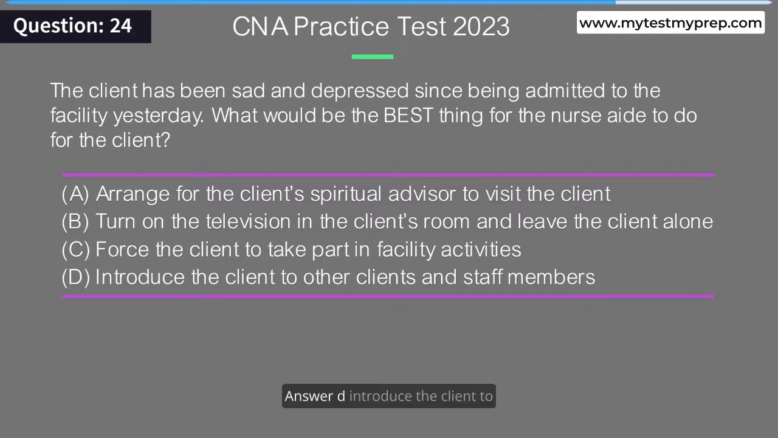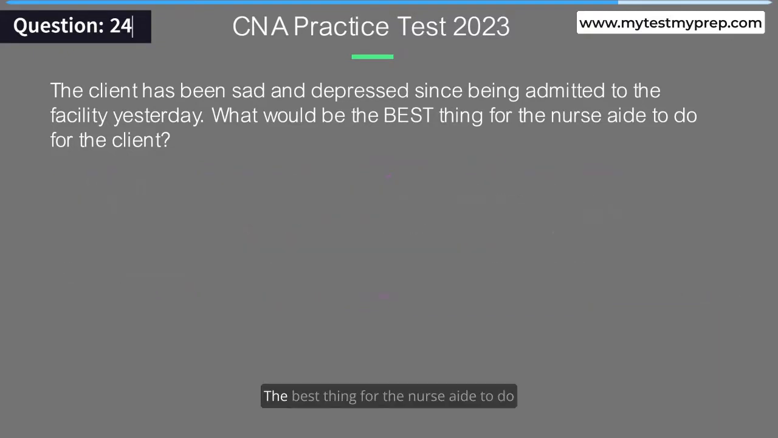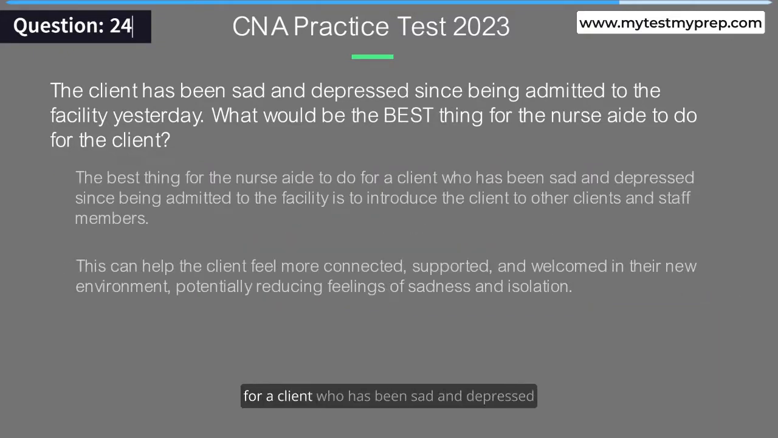Answer: D. Introduce the client to other clients and staff members. The best thing for the nurse aide to do for a client who has been sad and depressed since being admitted to the facility is to introduce the client to other clients and staff members. This can help the client feel more connected, supported, and welcomed in their new environment, potentially reducing feelings of sadness and isolation.